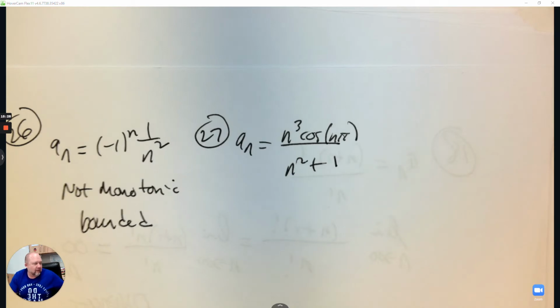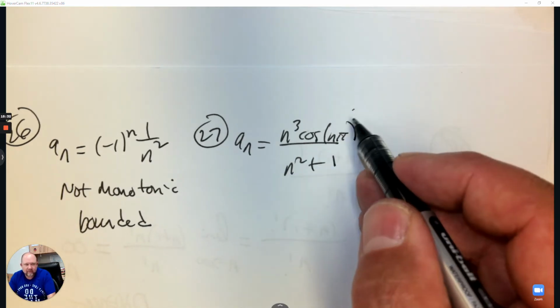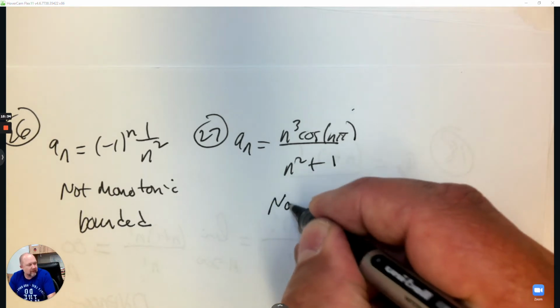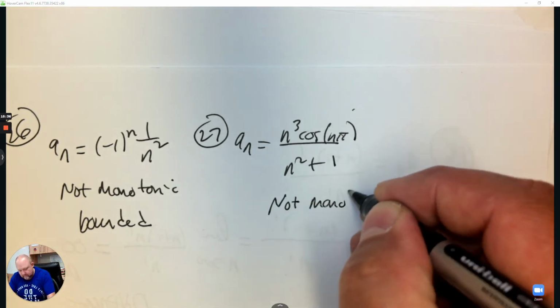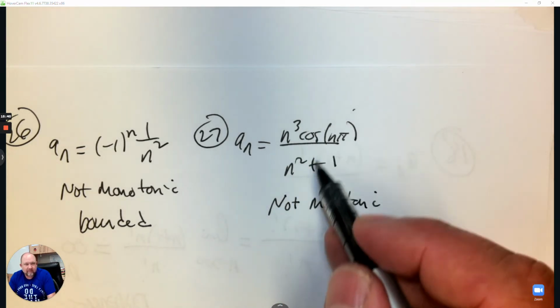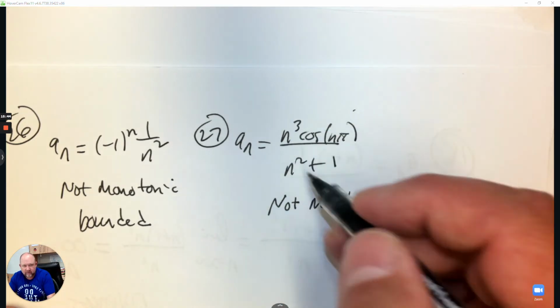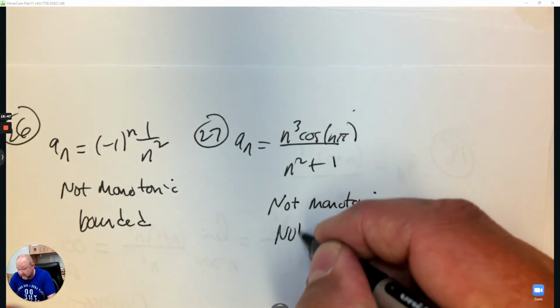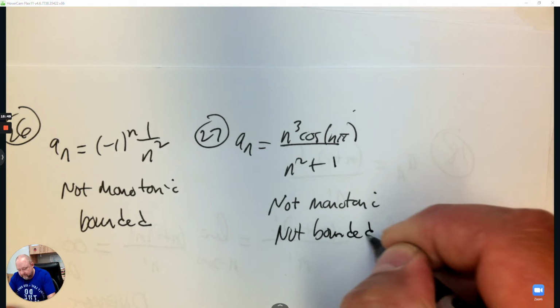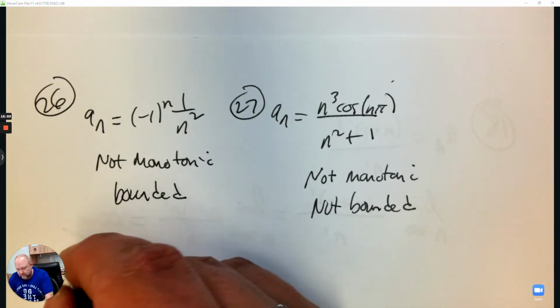So when I look at 27, because it's cosine, it's going to go positive, negative, positive, negative. So it is not monotonic. And then when I look here, same thing, because it oscillates, it doesn't converge to an answer. I also have n cubed over n squared. So this is also not bounded. So there is no right end behavior that it gets bounded to.